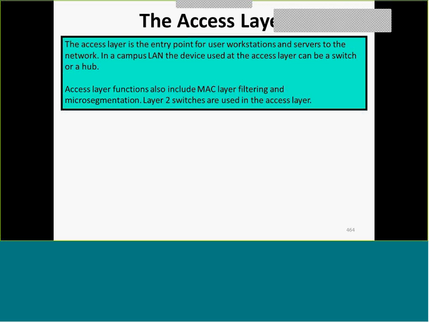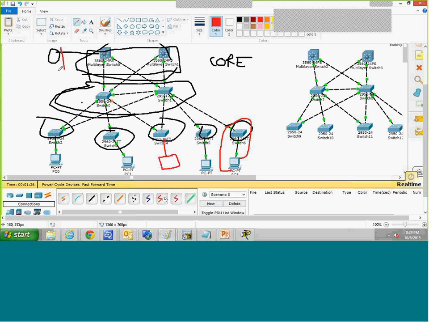So, access layer functions also include layer 2 filtering. Layer 2 switches are used in the access layer. As I explained earlier, layer 3 configuration is entirely done on the core switches. In the worst case, you will define a layer 3 VLAN on distribution. Basically, you will trunk the VLANs that are configured on the core and then allow them on the interfaces. We will discuss shortly in a while how we configure VLAN trunking and also how we configure access VLAN.